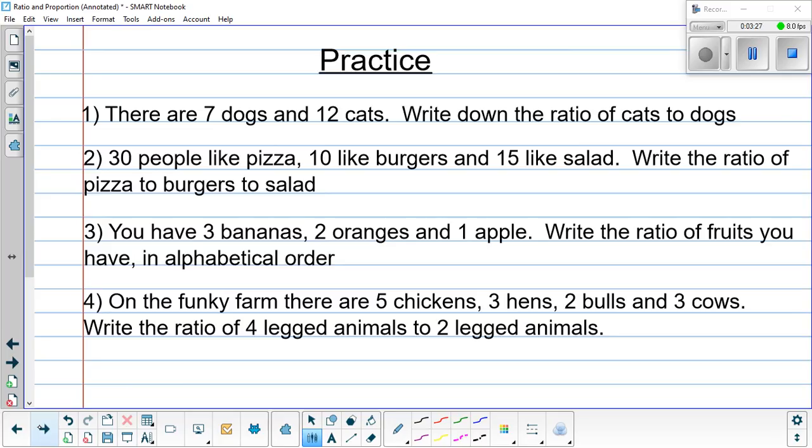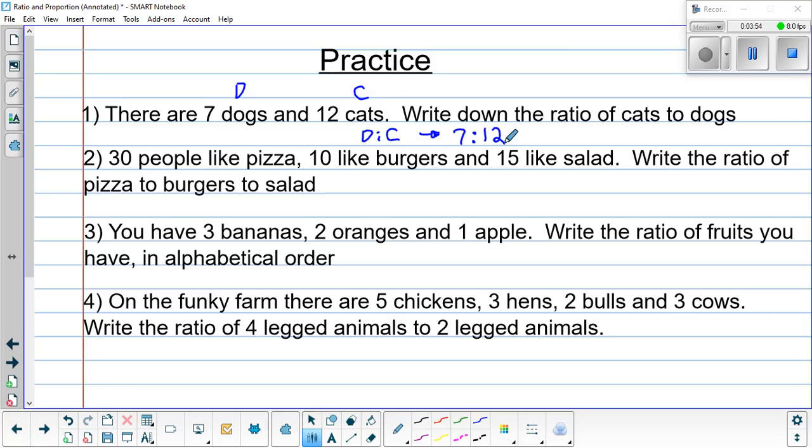Okay, so let's go through. There are 7 dogs and 12 cats. So D for dogs, C for cats. Write down the ratio of dogs to cats. Because I don't really have the room, I'm just going to do it beside it and denote with an arrow that this is what I mean. I have 7 to 12.